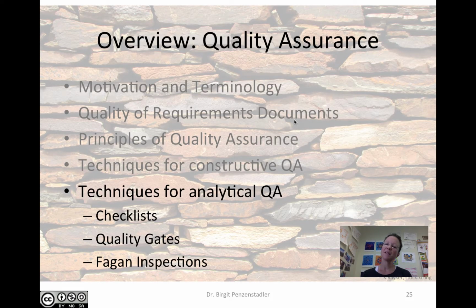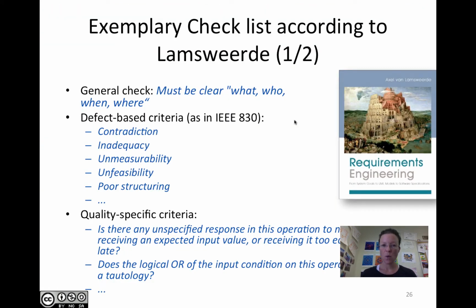And then finally, techniques for analytical quality assurance: checklists, quality gates, and Fagan inspections. One checklist by Lamsweerde, you remember that gentleman from goal modeling, is: it must always be clear what, who, when, and where. And then there are defect-based criteria like contradictions, inadequacies, unmeasurability, unfeasibility, and poor structuring. And there can be quality-specific criteria.